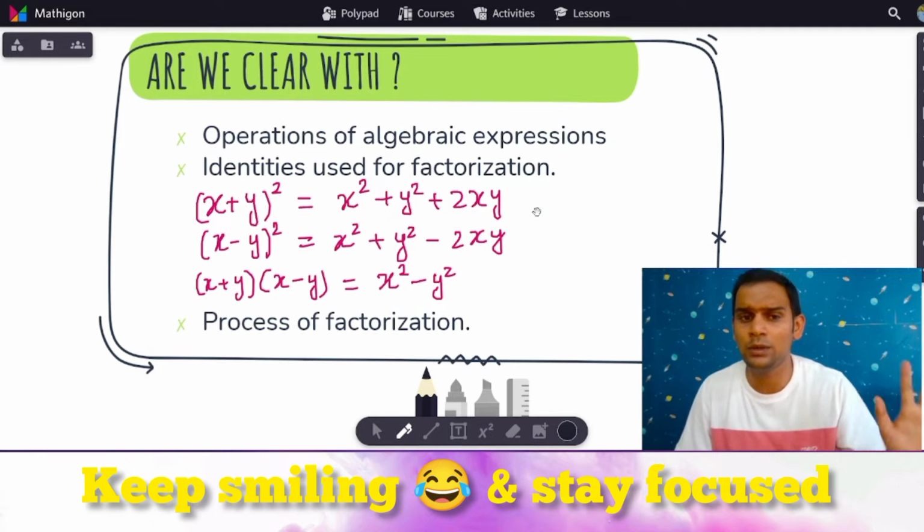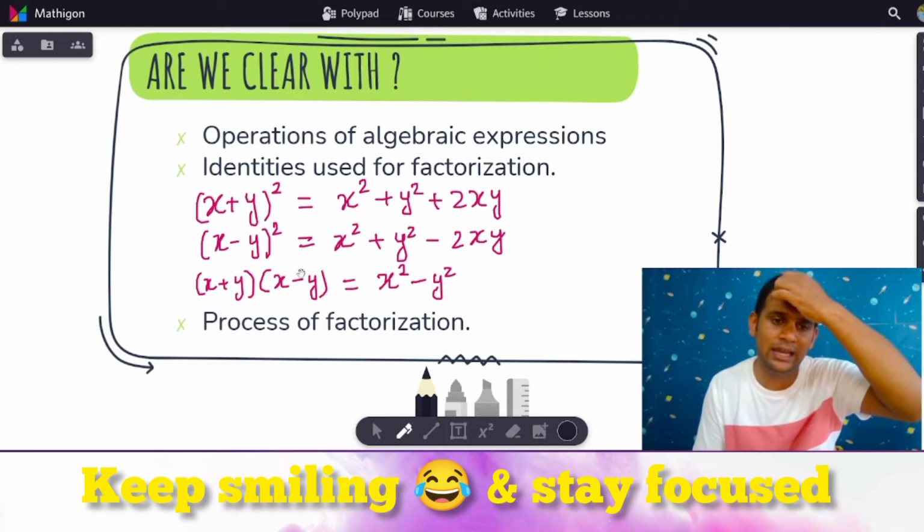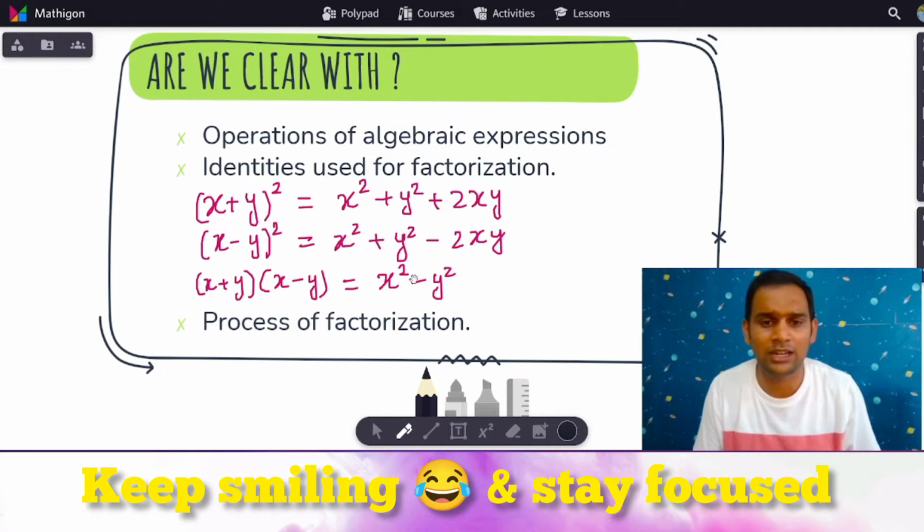Now, are we clear with identities used for factorization? (x plus y) whole square, which is x square plus y square plus 2xy. (x minus y) the whole squared, x square plus y square minus 2xy. (x plus y) multiplied by (x minus y), which is x square minus y square. I hope that is very much clear too.